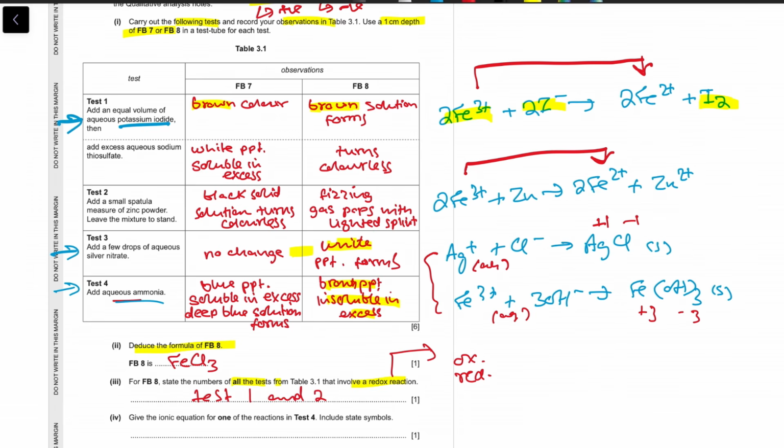So it did say then to give the ionic equation for one of the reactions in test 4. Now, I have put this one down, so you just need to use your symbols. And that is Fe3+ ions react with the hydroxide ions to form iron hydroxide. There are a few other equations you could choose from, of course, stated in the mark scheme, but I just think this one would probably be the easiest one. So yeah.